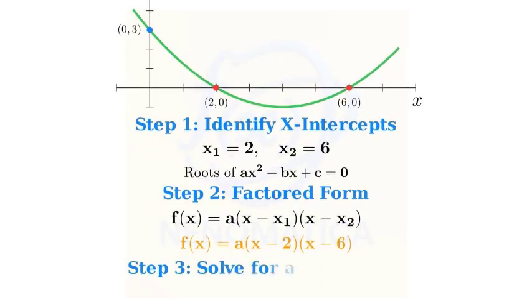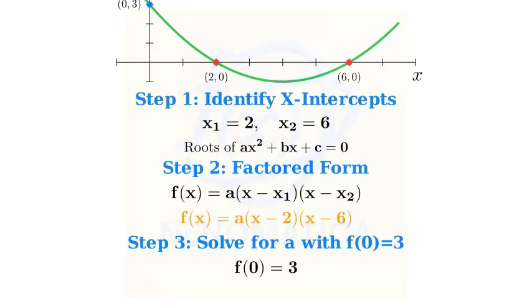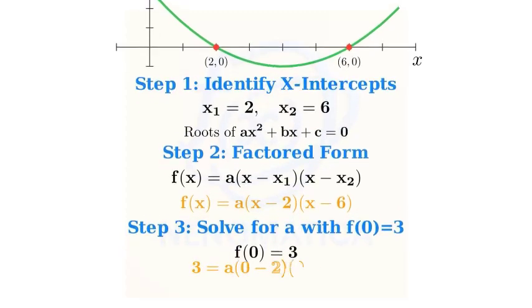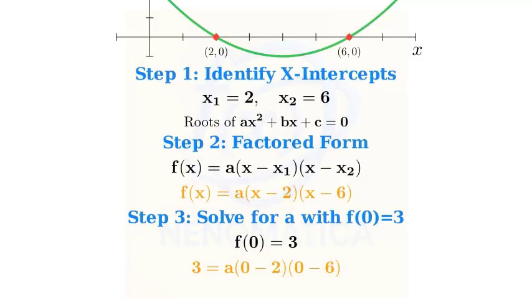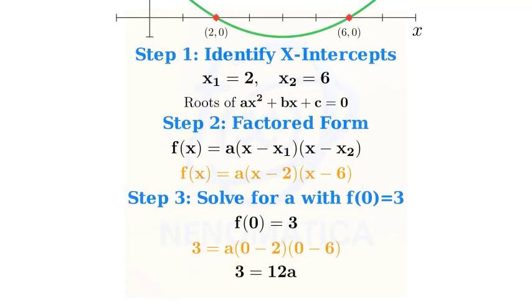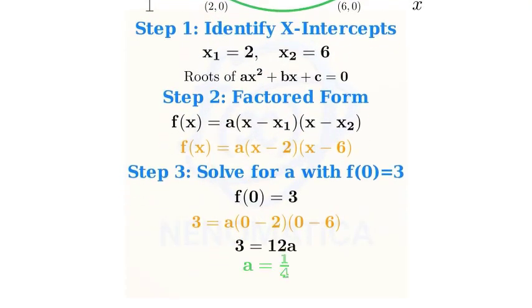Since the graph passes through 0, 3, we have f of 0 equals 3. Substitute x equals 0 into a times x minus 2 times x minus 6. That gives 3 equals a times negative 2 times negative 6, which simplifies to 3 equals 12a. Therefore, a equals 1/4. Step 4.